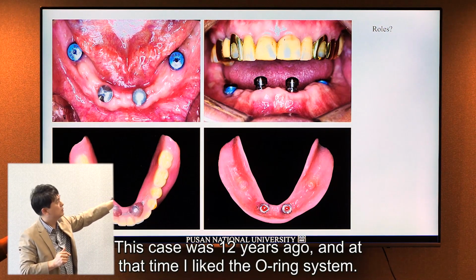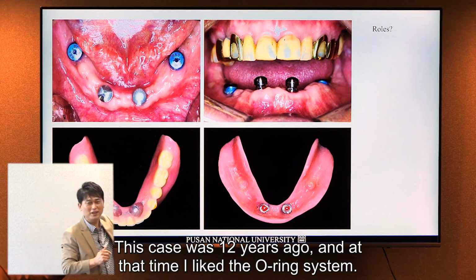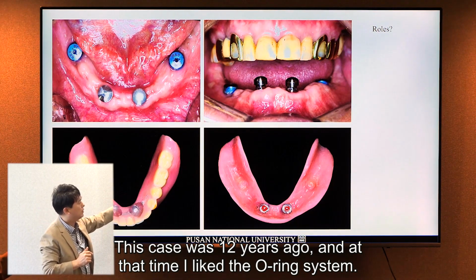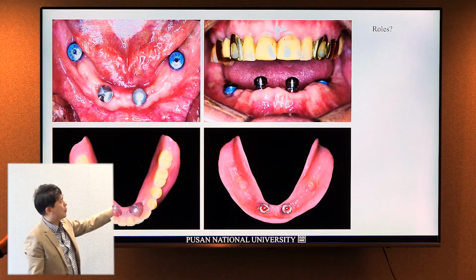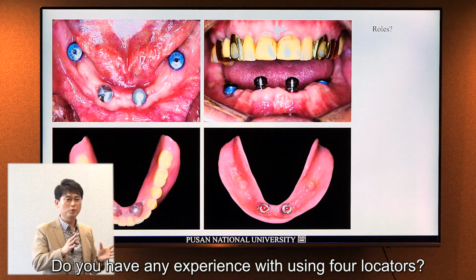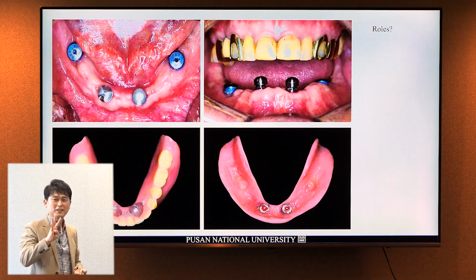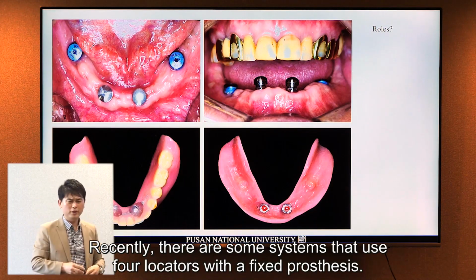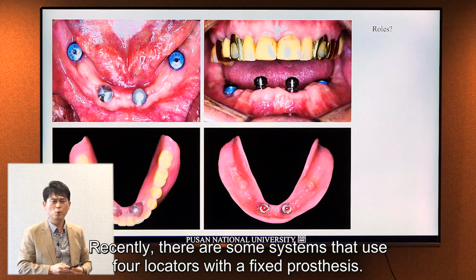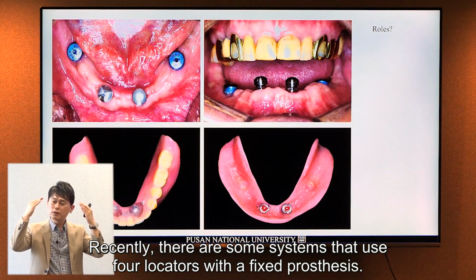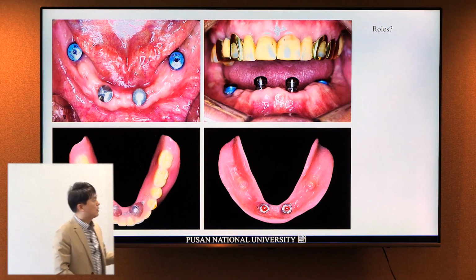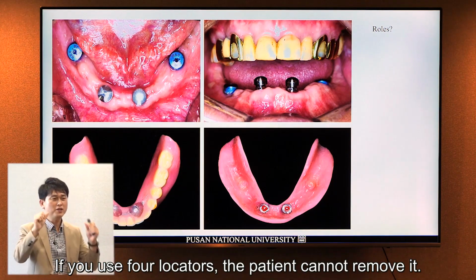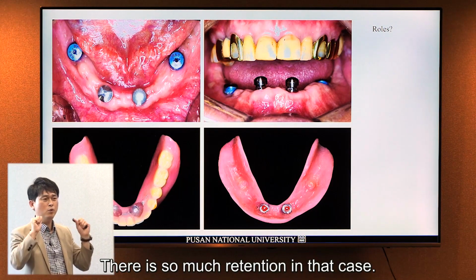This case was 12 years ago. Anyway, at that time, I liked the O-ring systems like this. So, do you have any experience using a pore locator? Recently, there are some systems using a pore locator and then a fixed prosthesis. I've forgotten the name. FTX, right. So, if you use a pore locator, the patient cannot remove it.